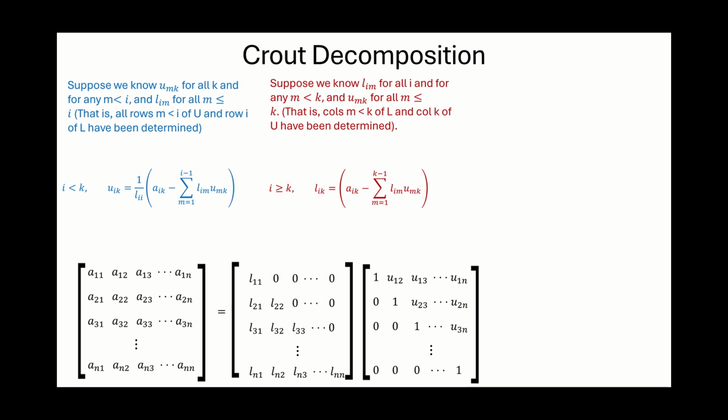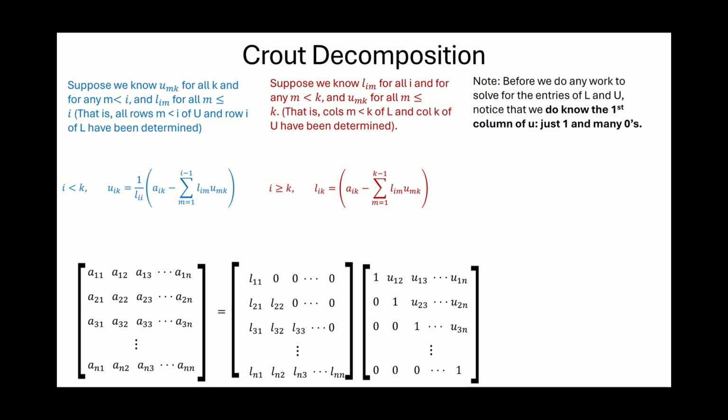One last observation is needed to give us the Crout decomposition algorithm. These formulas only allow us to solve for a given entry of L or U if we've already solved for all entries of L and U that are required, so that the only unknown in the formula is the entry of L or U that we're trying to find, the one on the left-hand side.